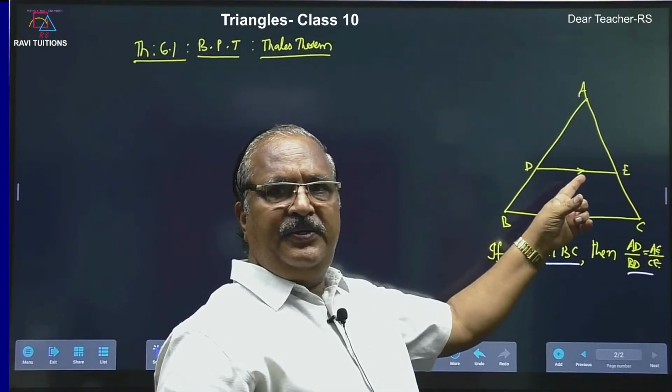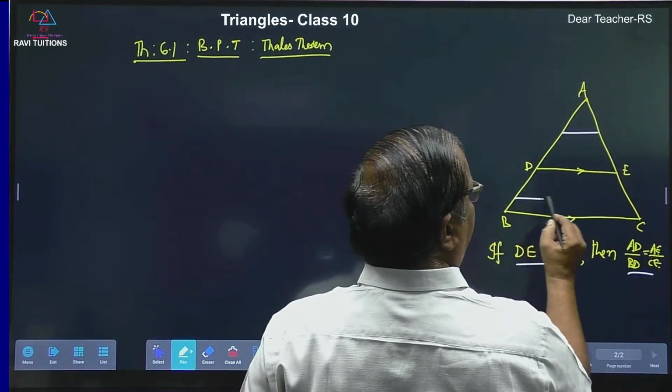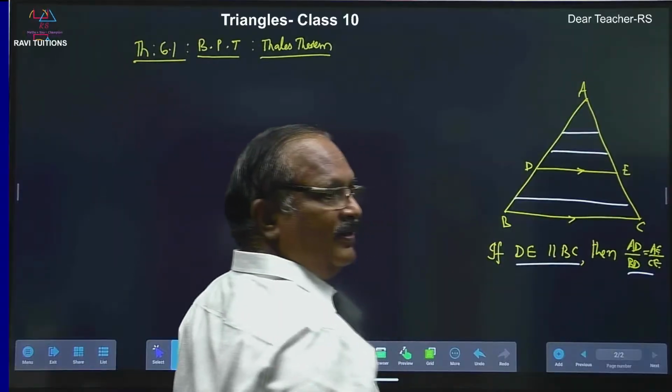This DE you can take anywhere, even you can draw here, you can draw here, you can draw anywhere.